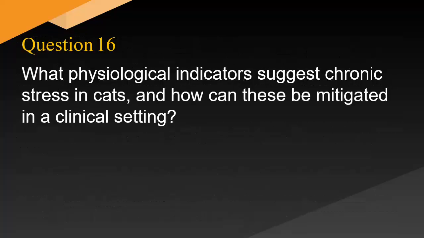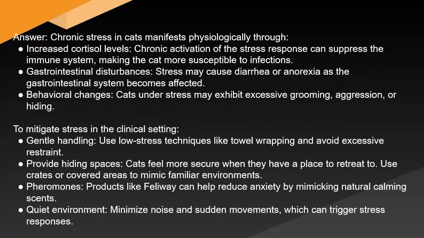What physiological indicators suggest chronic stress in cats, and how can these be mitigated in a clinical setting? Answer: chronic stress in cats manifests physiologically through increased cortisol levels. Chronic activation of the stress response can suppress the immune system, making the cat more susceptible to infections.